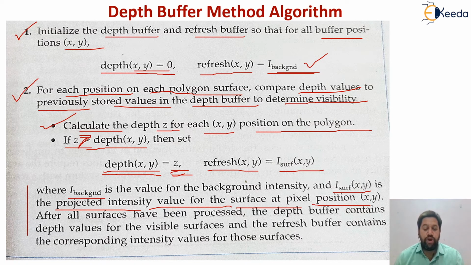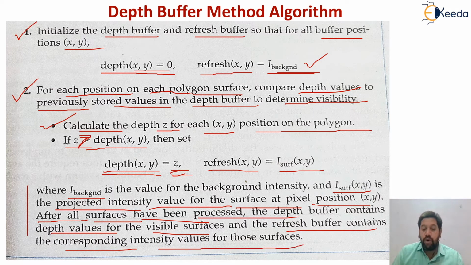So my polygon is displayed with the yellow color, the object is of yellow color, so yellow is my I surface x comma y, and my I background indicates my background color. So my background color is white. Okay, after all surfaces have been processed, meaning all polygons or all objects are processed, the depth buffer contains the depth values for the visible surfaces, and the refresh buffer contains the corresponding intensity values for those surfaces which I want to display on the screen.